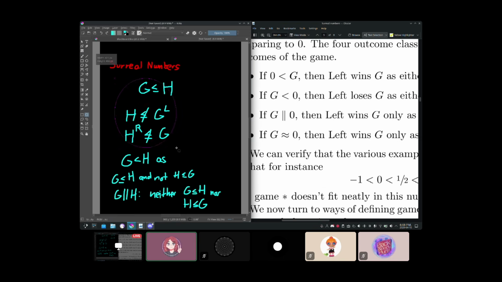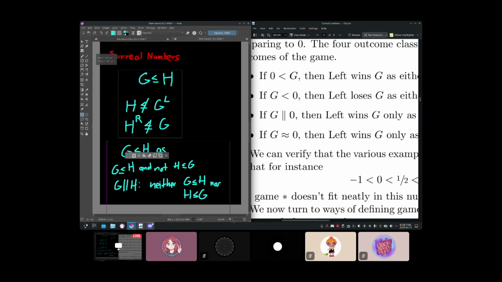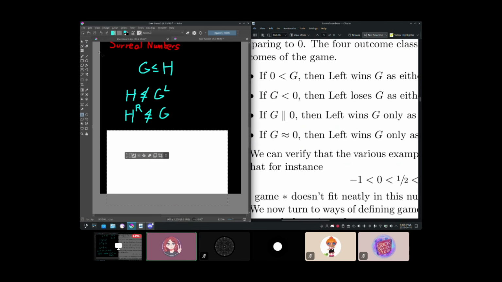Wait, let me move this a bit to the... No. Let me move this a bit to the... Can I move it? Can you let me move this? It's not gonna let me move it, so I guess I can't. I'm gonna have to delete this.